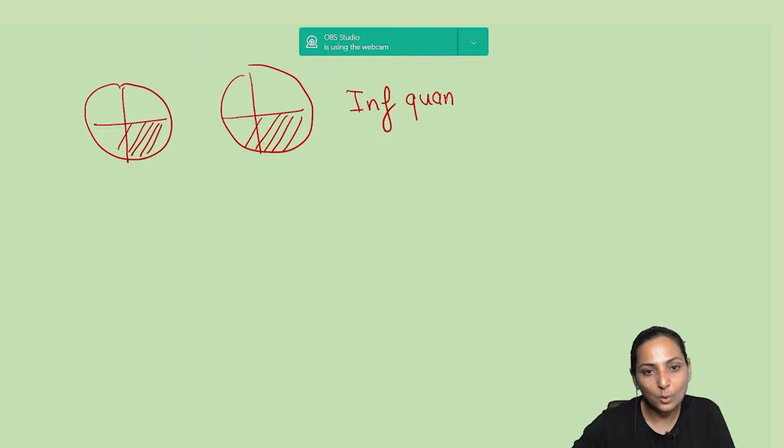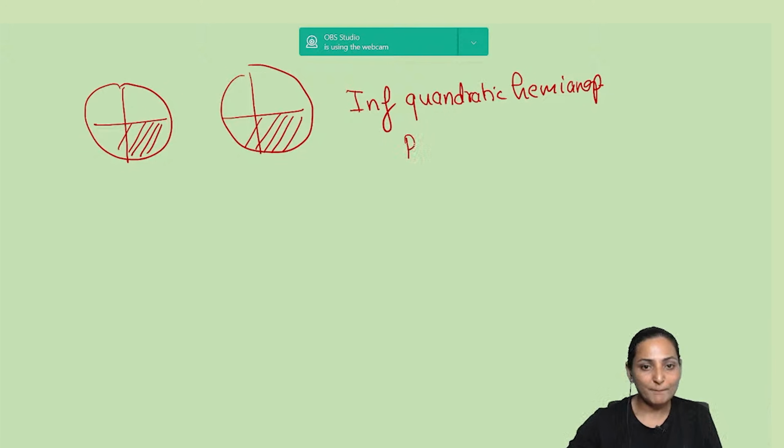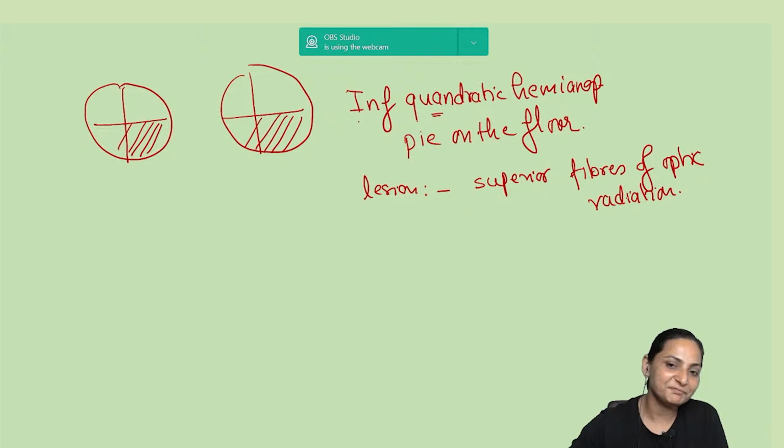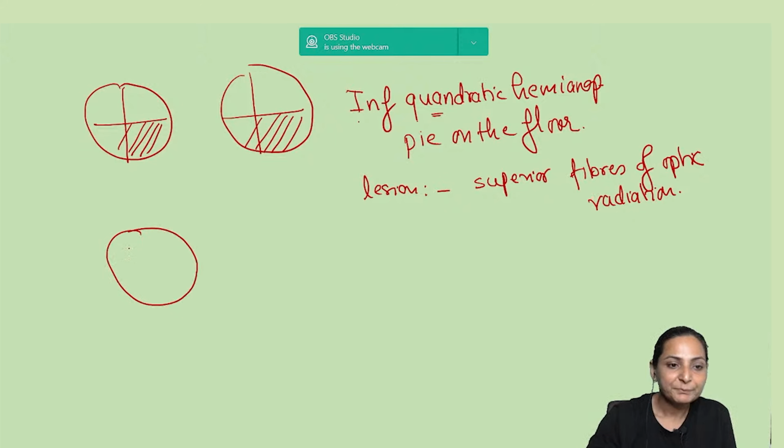commonly called the pie on the floor. When the inferior quadrant is involved, the lesion is in the parietal lobe, which contains the superior fibers of the optic radiation. This basically depends upon the arrangement of the fibers in the visual cortex.